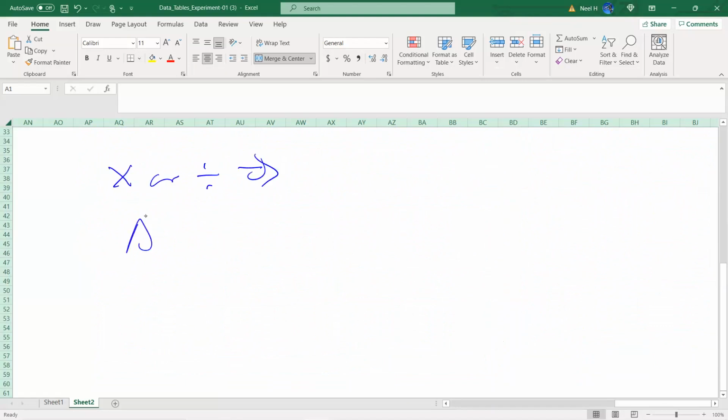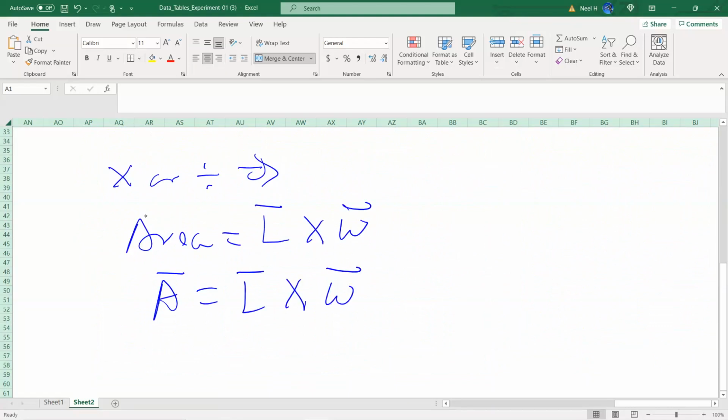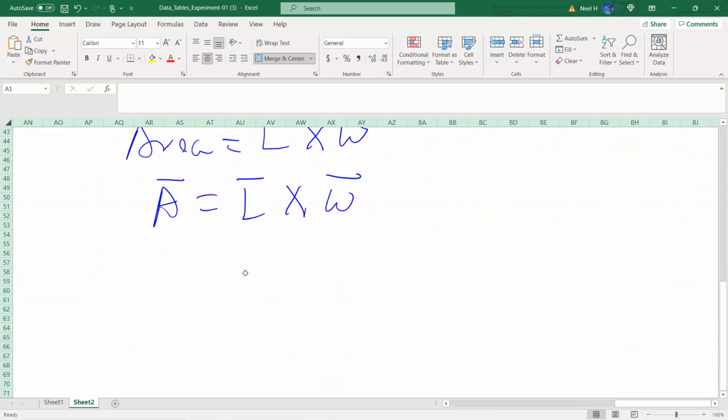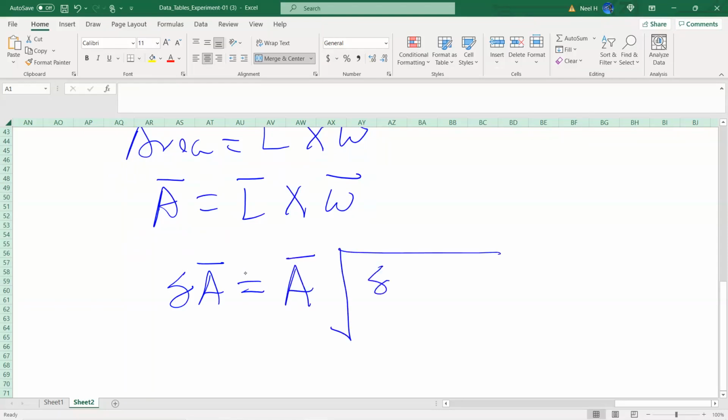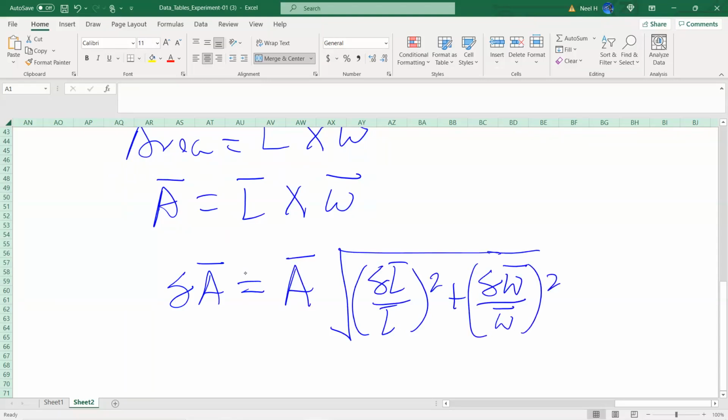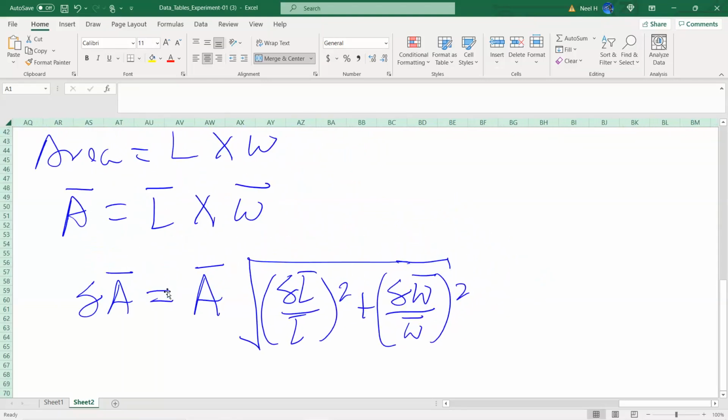So, for example, area, which is length bar times the width bar. So the area average is going to be length bar times the width bar. Now, this is connected to what we generally call the fractional error, because when I use a partial derivative, I automatically end up with the fractional error. Because of that, my equation is going to look like this: the square root of delta L bar over L bar to the power 2 plus delta W bar over W bar to the power 2.